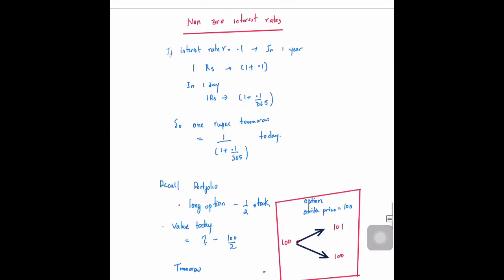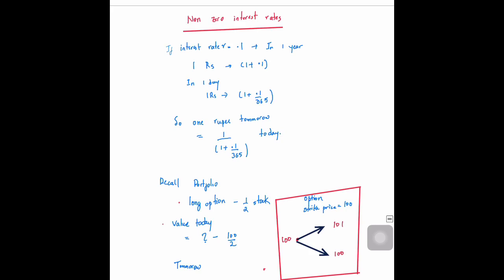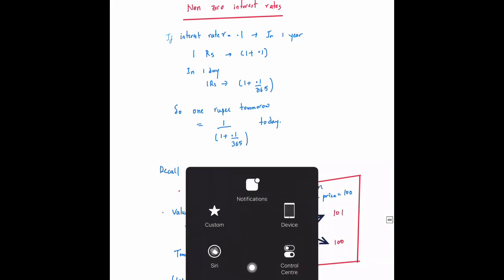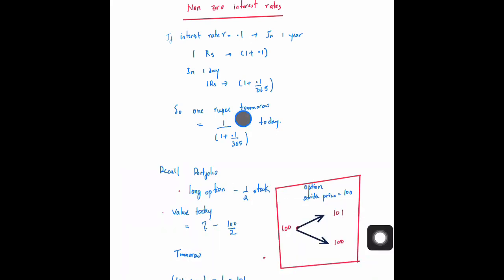Now the second thing that I told you was, what about non-zero interest rates? Let us say the interest rate is equal to 0.1, that is, in 1 year. In case you had 1 rupee with you and put it inside a bank, in 1 year the value would become 1 plus 0.1. So in 1 day, the value of this 1 rupee on average would change by 1 plus 0.1 divided by 365.